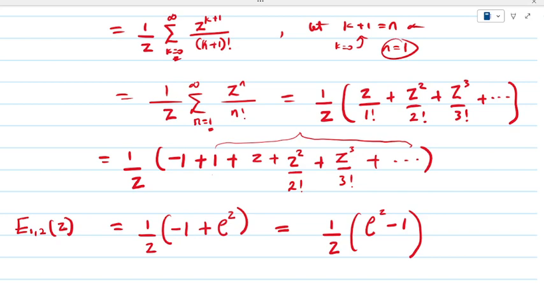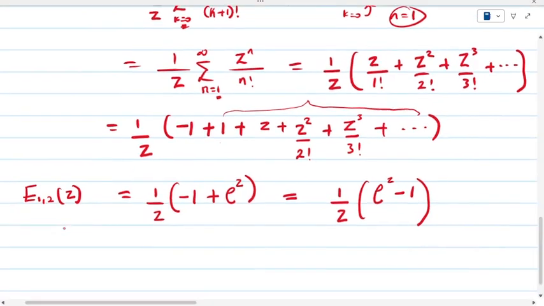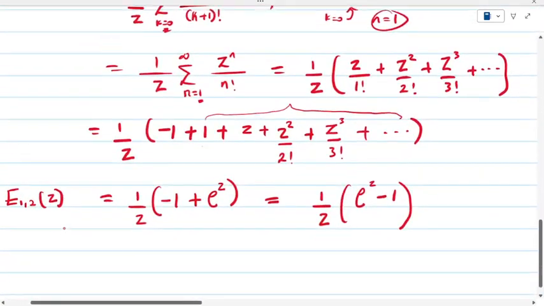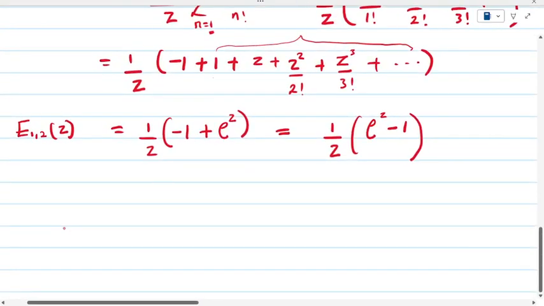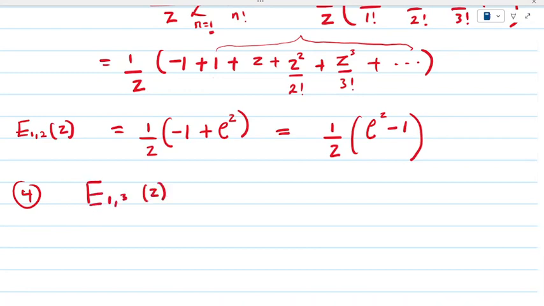Alright, so let's check another case where we have (1, 3) and see what we are going to have as our solution. That will be case 4, number 4, the Mittag-Leffler function E_{1,3}. So here our alpha equals 1 and our beta equals 3.